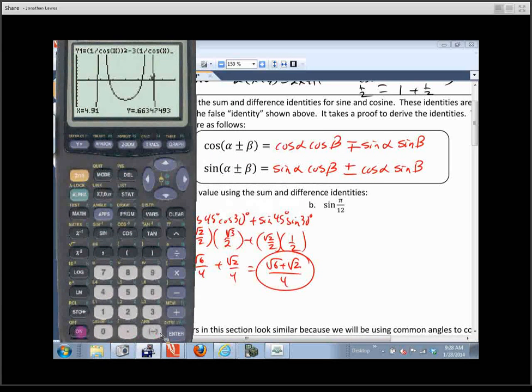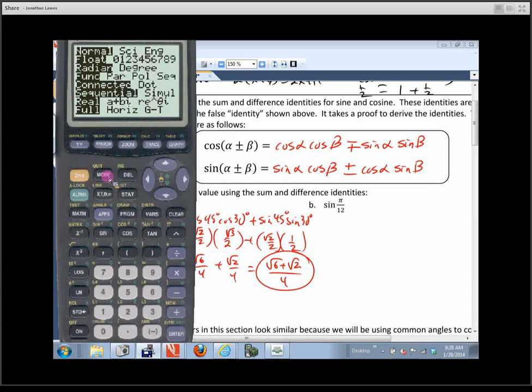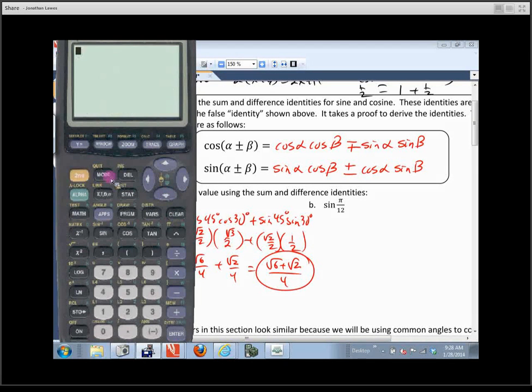So I'm going to clear this off. I'm going to go to the home screen. I'm in a trig class, so the first thing I'm going to check is I want to be in degree mode for this particular problem. I'm going to type in cosine of 15 degrees and hit enter.